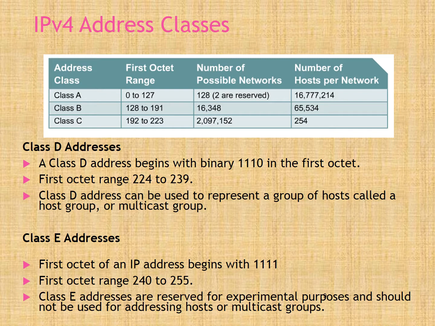Class D addresses begin with binary 1110 in the first octet, and the first octet ranges from 224 to 239. Class D can be used to represent a group of hosts called a host group or multicast group. Class E addresses begin with 1111 in the first octet, ranging from 240 to 255. Class E is reserved for experimental purposes and should not be used for addressing hosts or multicast groups.